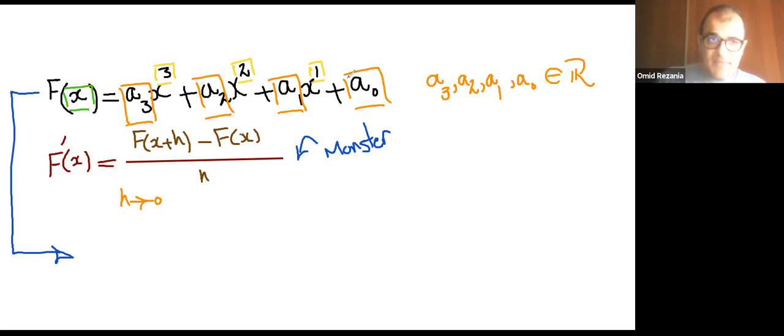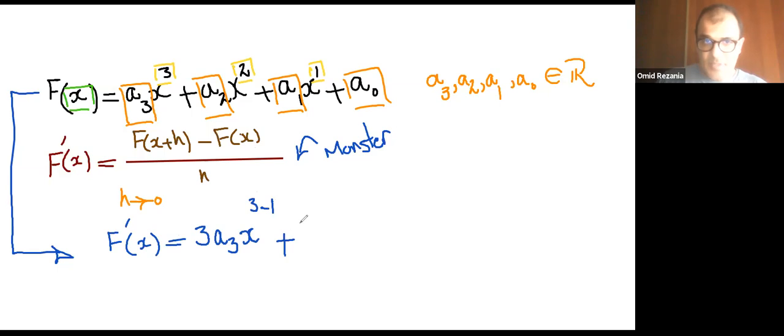But there is another method, which I'm going to show to you. I call this method a lifesaver. And we say that the f prime of the x is going to be as easy as that. It becomes 3 times the initial coefficient which I had, a3, x to the power 3 minus 1, plus 2 times the initial coefficient you had, a2, x to the power 2 minus 1, plus a1.